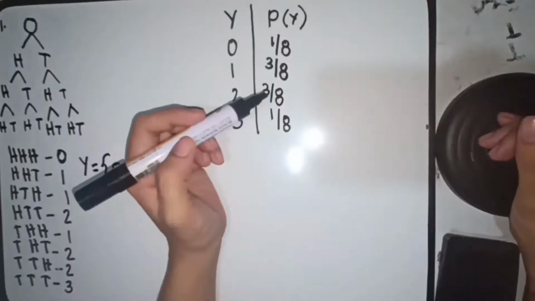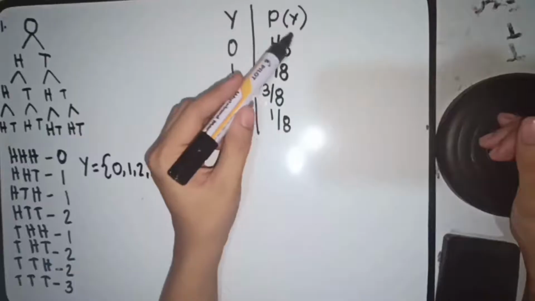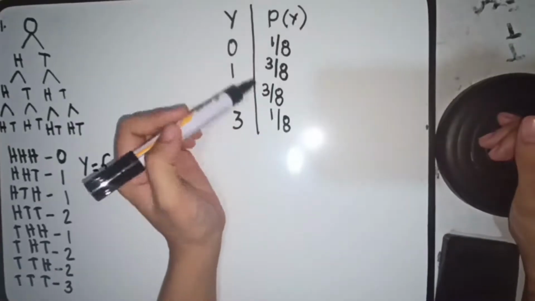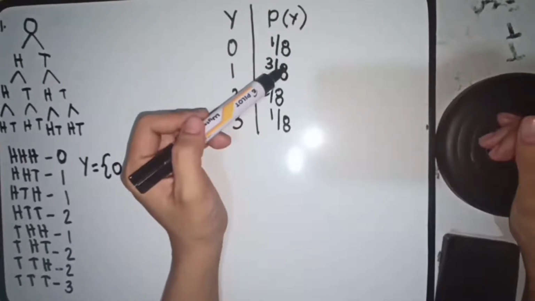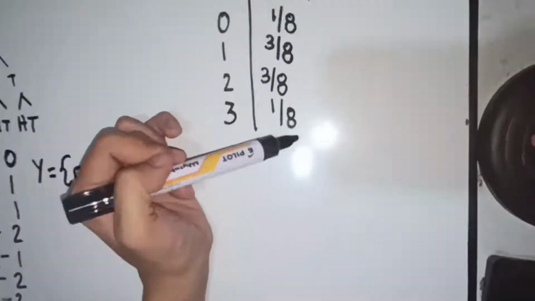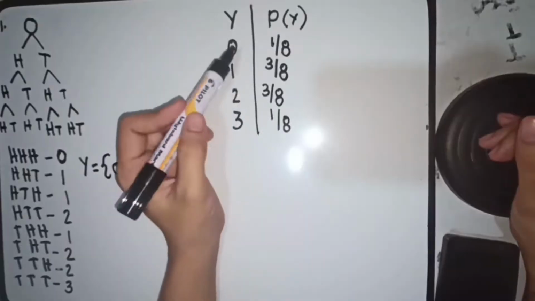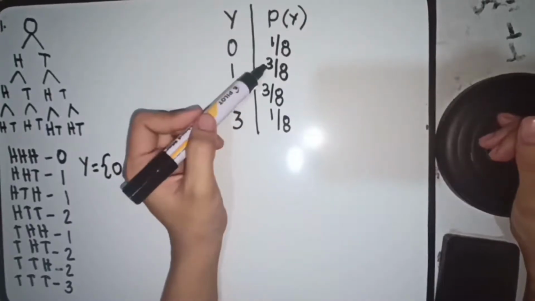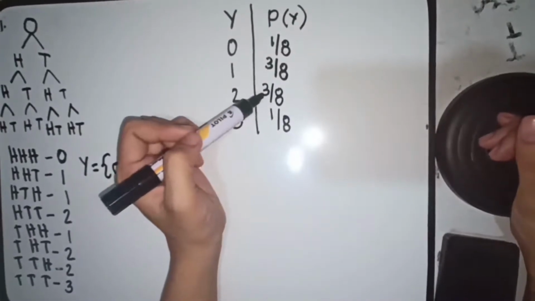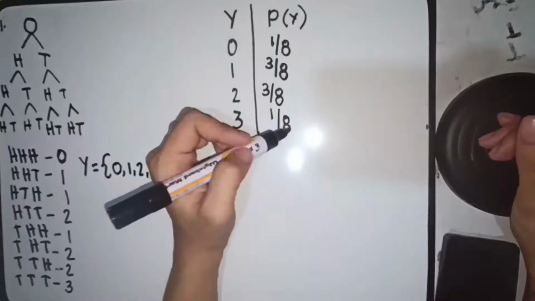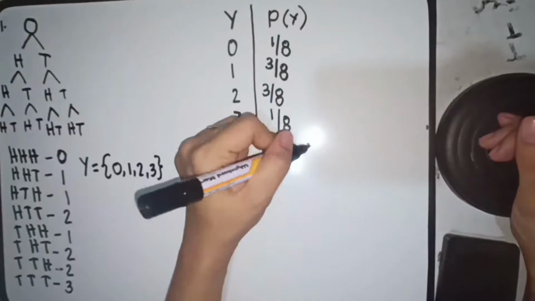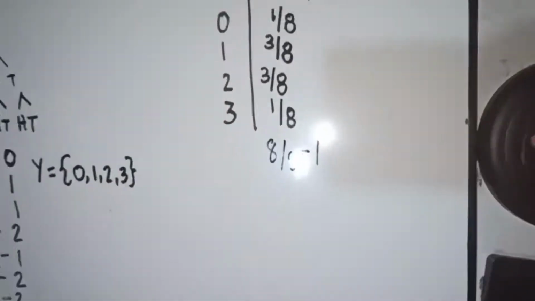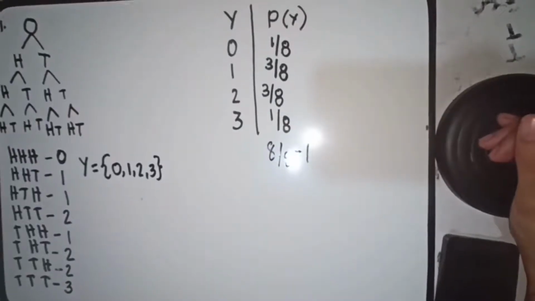The second property is that the sum, if we add them, must be equal to 1. Since they have the same denominator, 8, 8, and 8, we just add the numerators. So, we have 1 plus 3 is 4. Plus 3, 7. Plus 1 is 8. So, we have 8 over 8, or this is equal to 1. So, therefore, this is indeed a probability distribution.